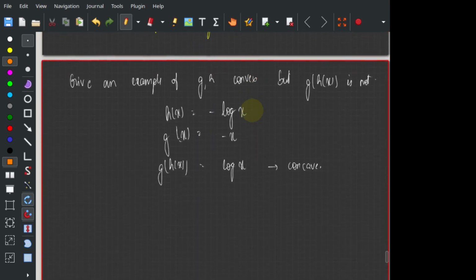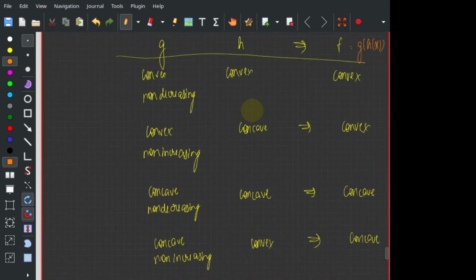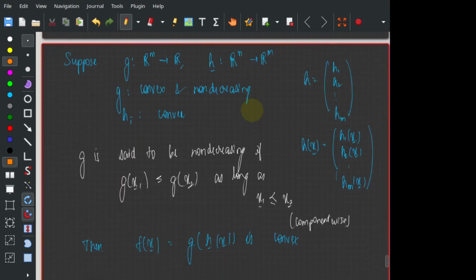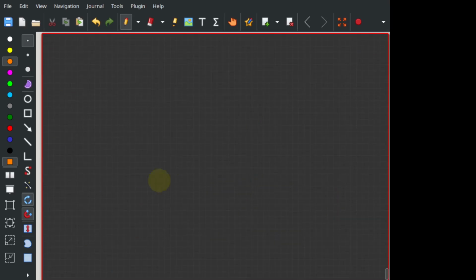We saw a few examples in the previous class, but before we see some more examples, we'll see some more transformations of convex functions which result in convex functions. So suppose we have two functions, f1 and f2, both of which are convex. f1 of x and f2 of x are convex. What can we say about f of x, which is the pointwise maximum of f1 of x and f2 of x? Is this function also convex?